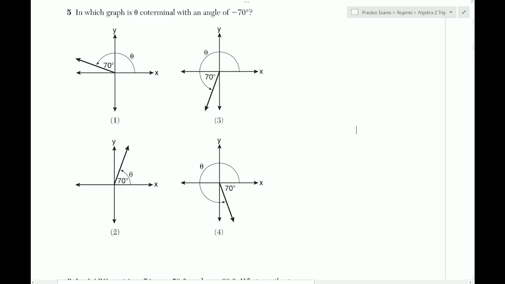In which graph is theta coterminal with an angle of negative 70 degrees? Okay, so whenever we're talking about angles, we always start on the positive x-axis with our spinner. So here's our little arrow, right? And in general, we usually move in this direction. That would be the positive direction, positive theta. But if we move it the other direction, that would be a negative angle. So, for example, negative 70 degrees would be down here in this fourth quadrant, right?